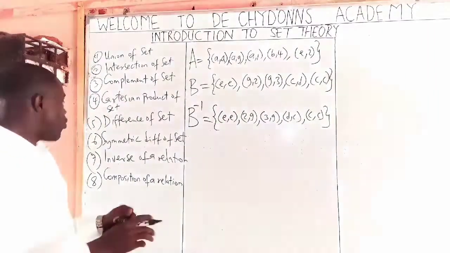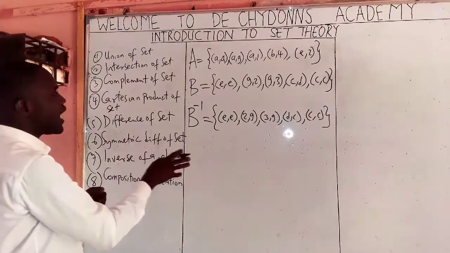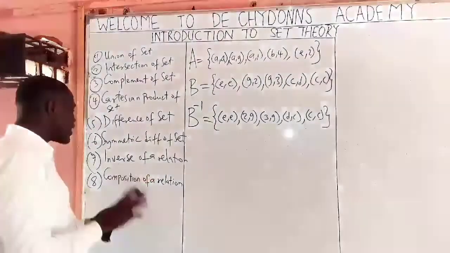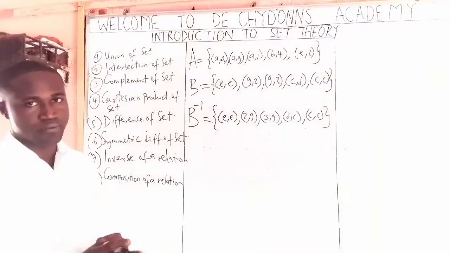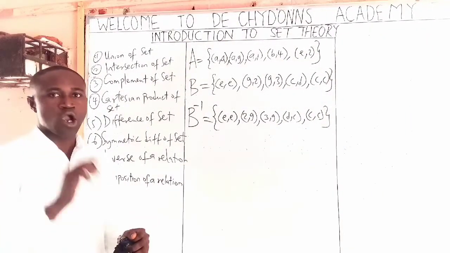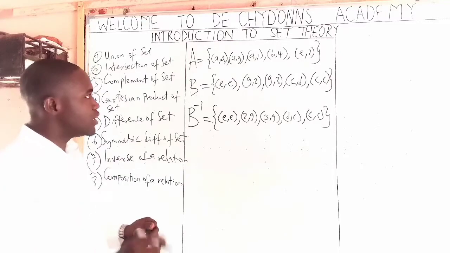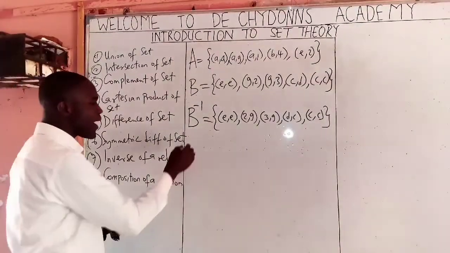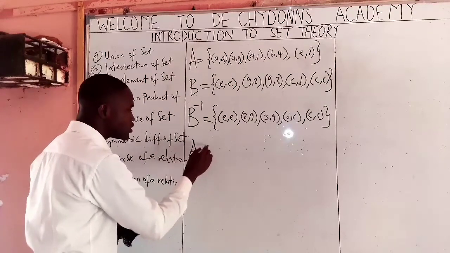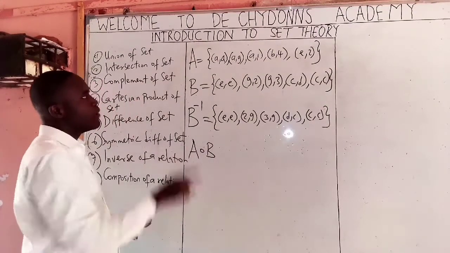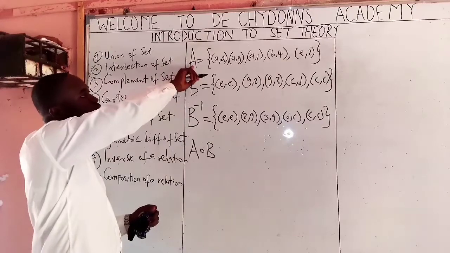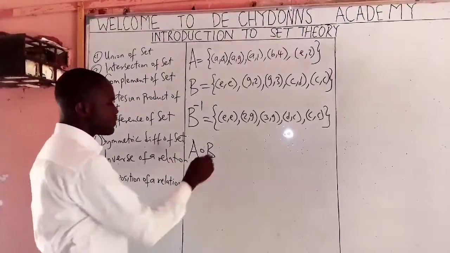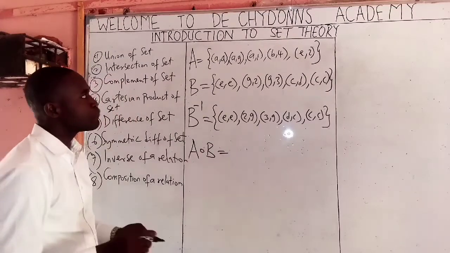Okay, now we have seen how to get the inverse of any given relation. We want to see how to get the composition of a relation. I repeat, composition of a relation. How do you get it? Composition of a relation is denoted by A composition B. It means you are getting the composition of A and B.